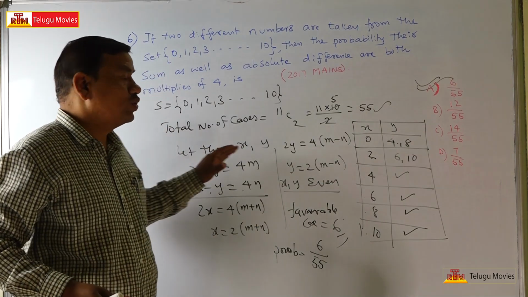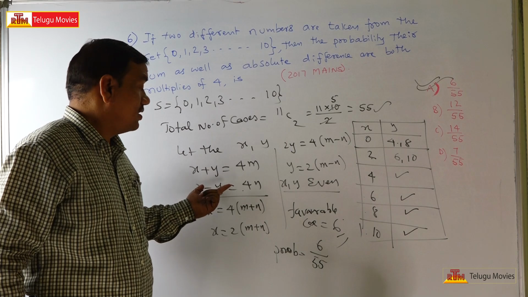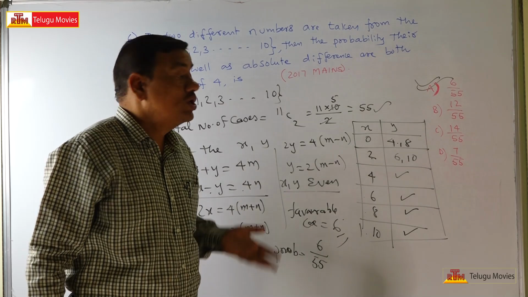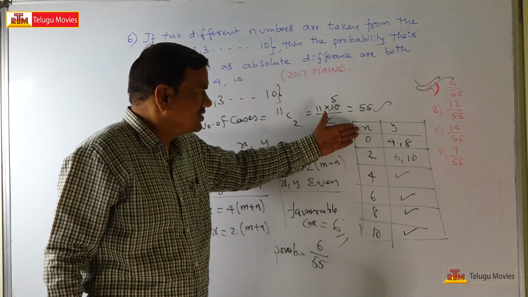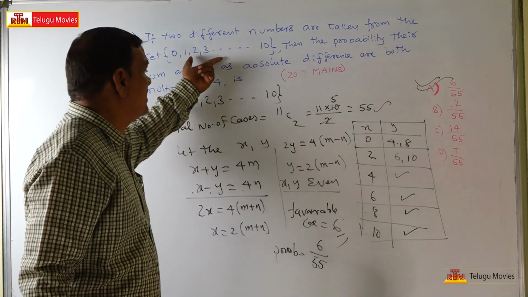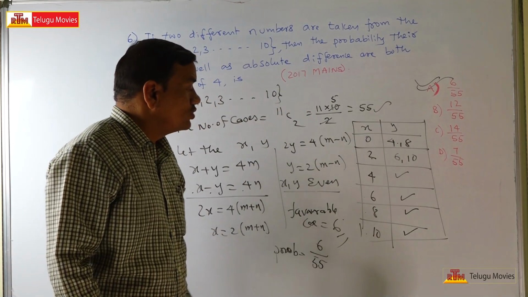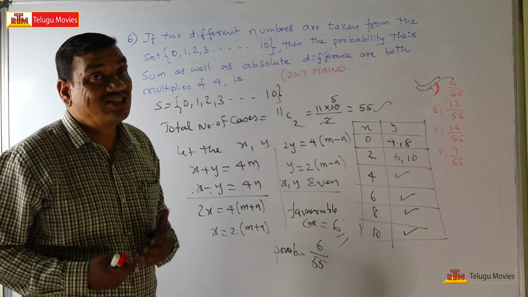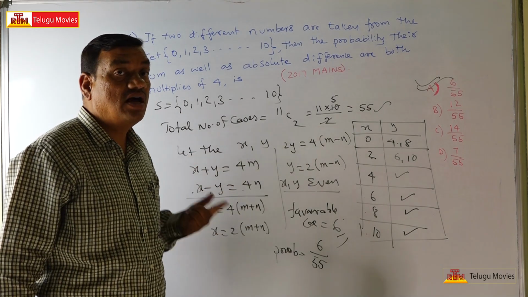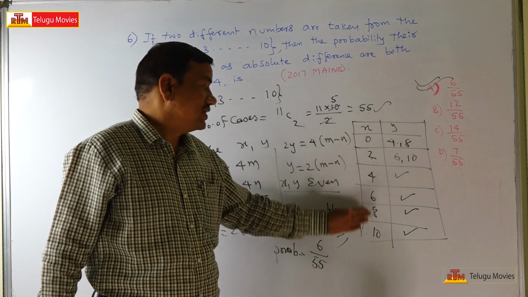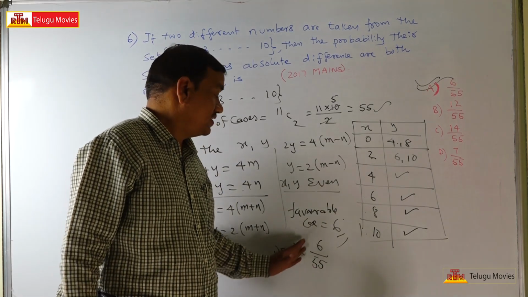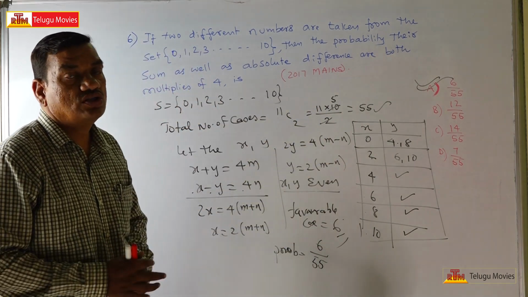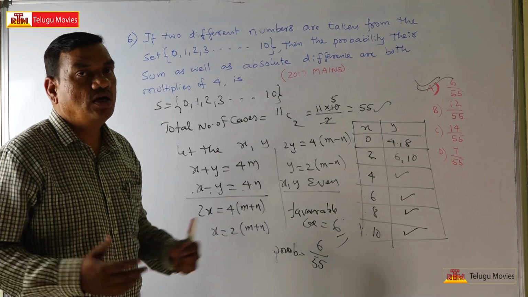After that, selecting two numbers such that their sum and their difference are multiples of 4, therefore x and y are both even numbers. If you decide that x and y are even numbers, how many even numbers will be there in this set? There will be 6 even numbers. So for every even number x, you can find a number y such that their sum and difference are multiples of 4. Okay? So here you will get 6 possible cases. So your probability is number of favorable cases by total number of cases. This question was asked in the 2017 main examination. I hope that you understand this solution.